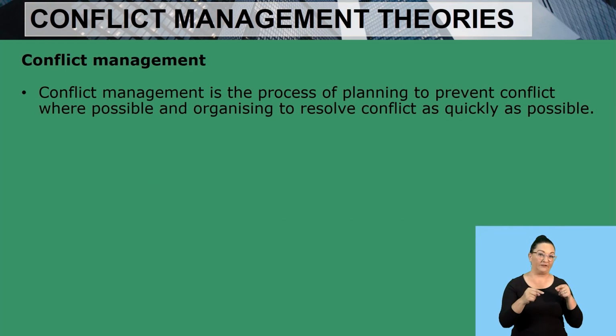What is conflict management? Conflict management is the process of planning to prevent conflict. You must try by all means to prevent conflict where possible, and organizing to resolve conflict as quickly as possible. Remember, before the ad break, we did say that it can distract employees, and it might lead to stress, especially if it's not managed properly. So we need to manage or come up with solutions on how to resolve conflict.